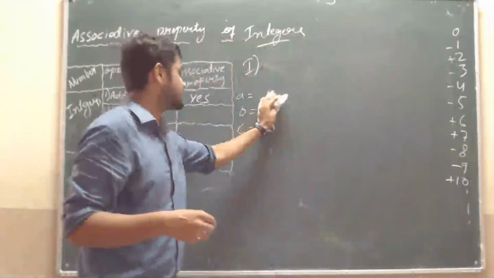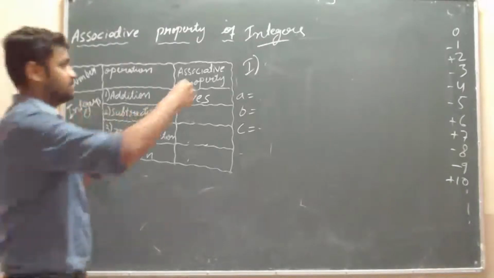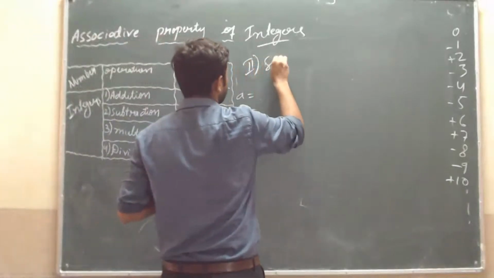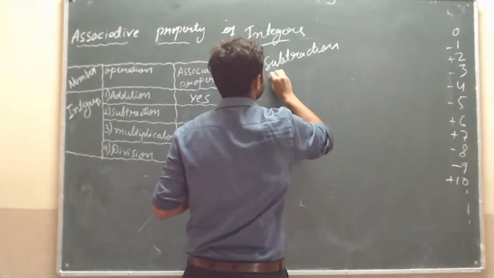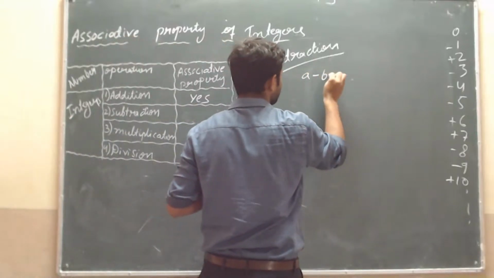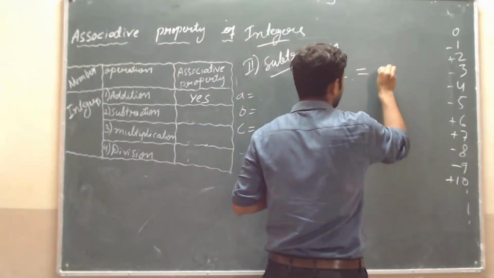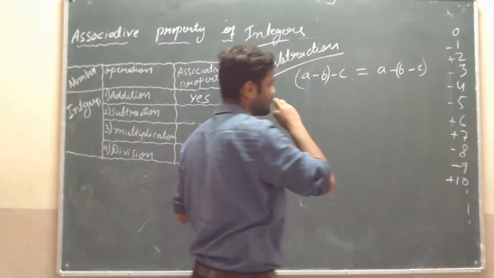Now we have to check for the second operation, that is subtraction. Okay, then directly I will write (a minus b) minus c. I don't know whether they are equal. A minus (b minus c). I will take brackets here. First one I will take brackets here.